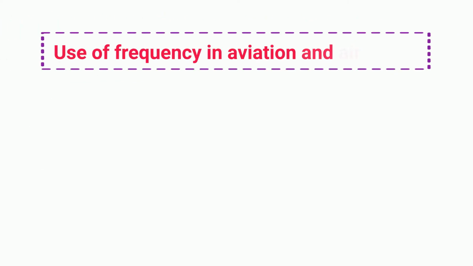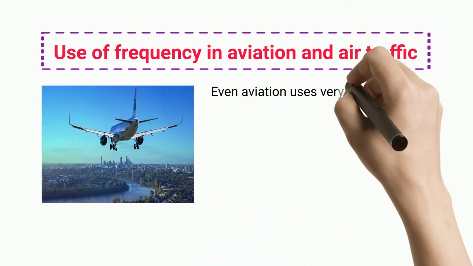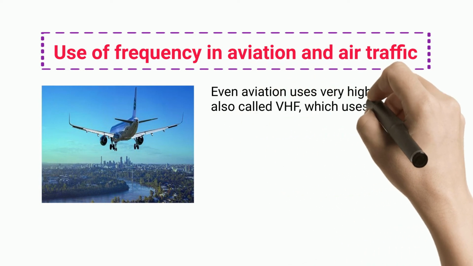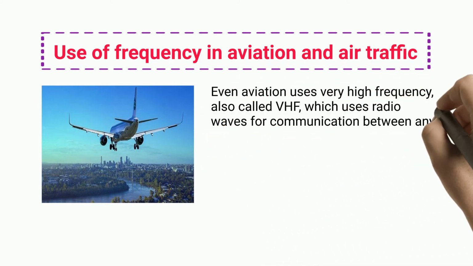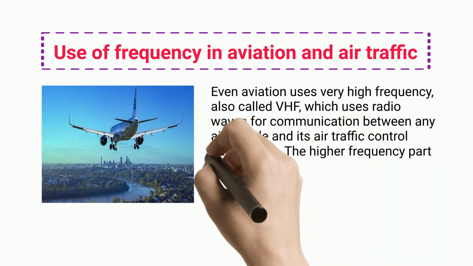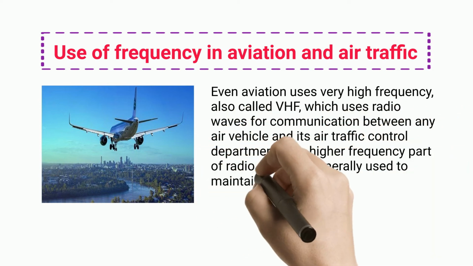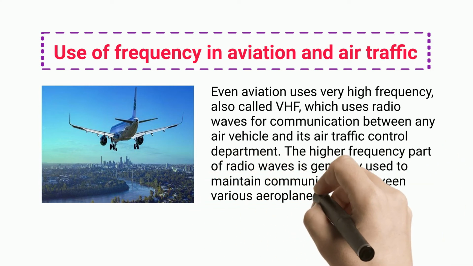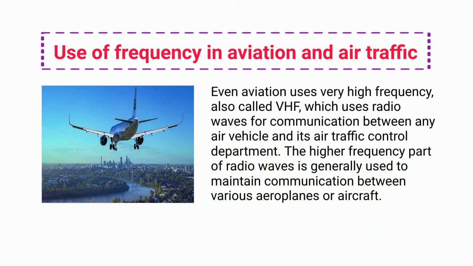Use of frequency in aviation and air traffic. Even aviation uses very high frequency, also called VHF, which uses radio waves for communication between any air vehicle and its air traffic control department. The higher frequency part of radio waves is generally used to maintain communication between various aeroplanes or aircraft.